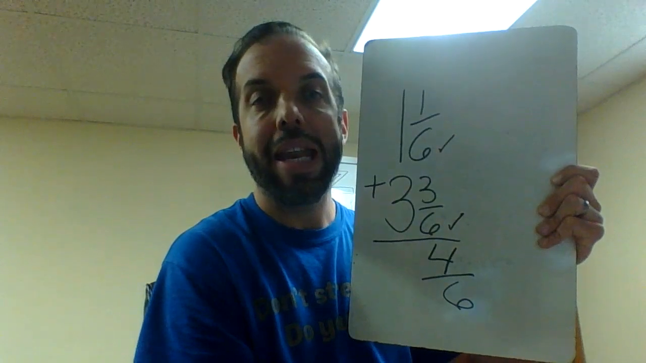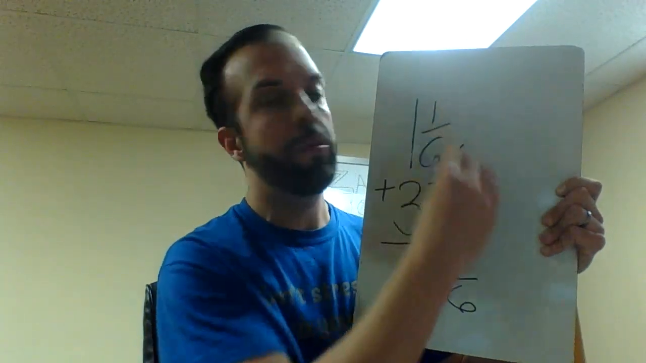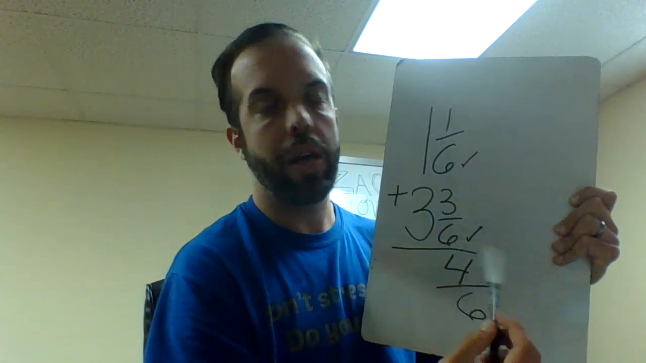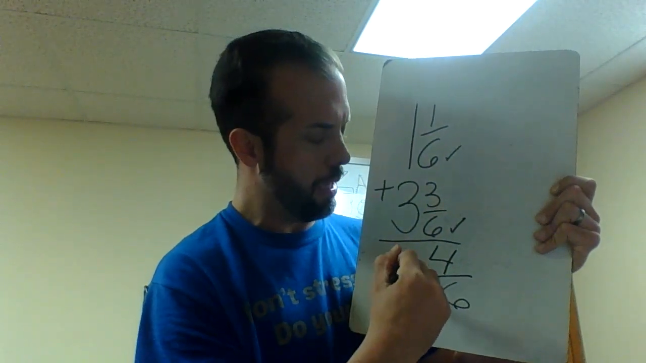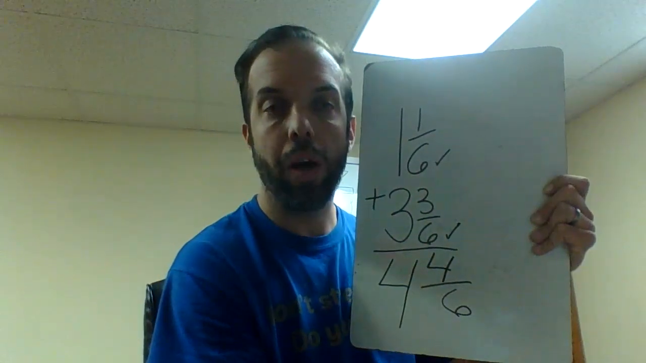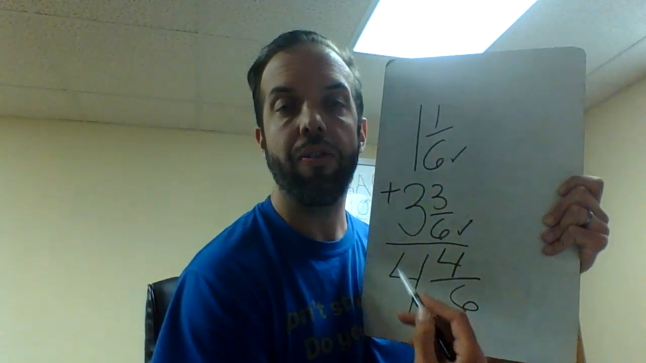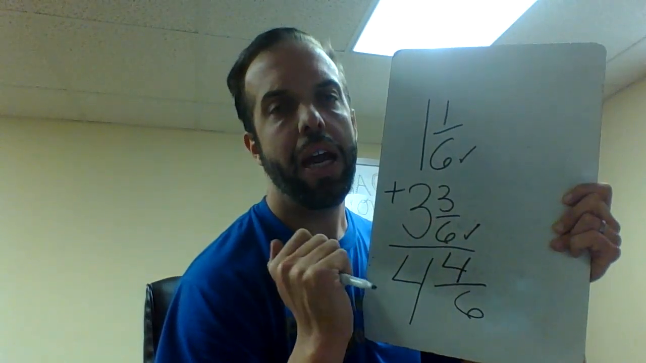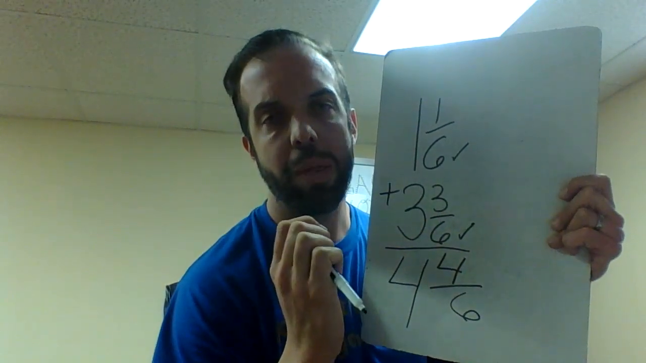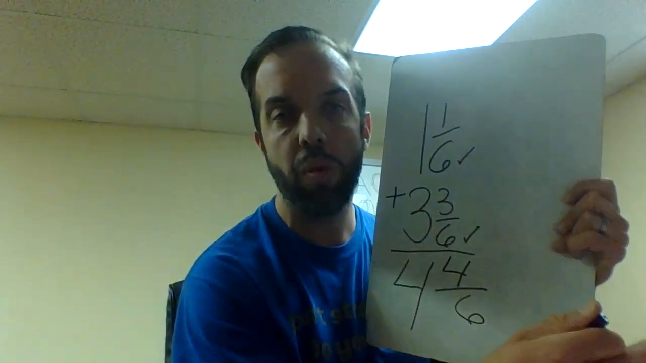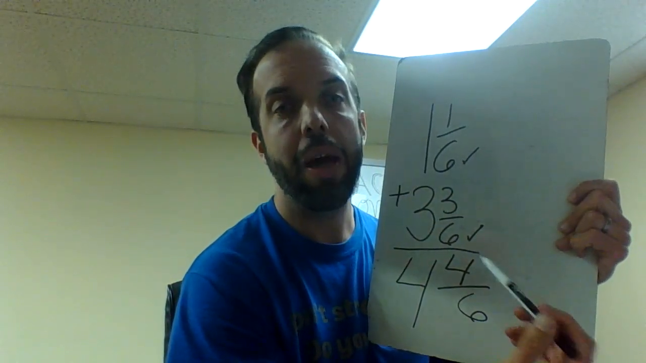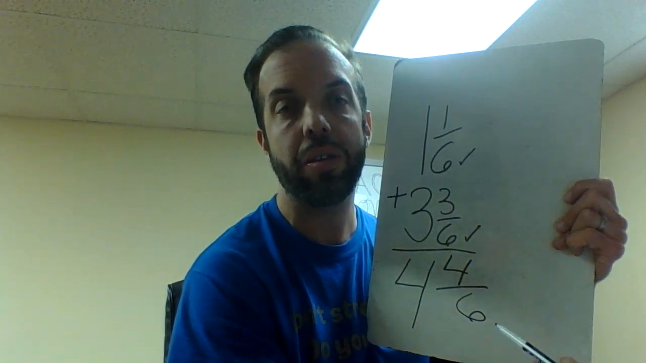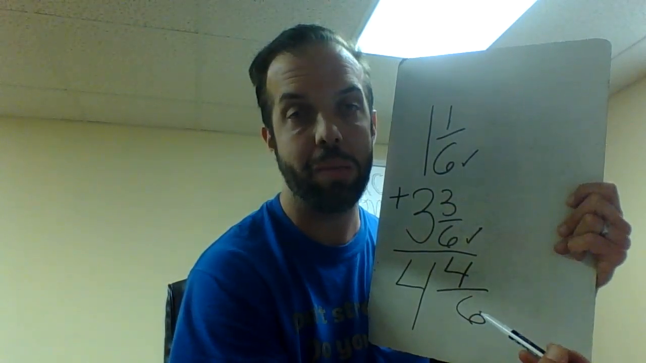Now I move to my whole numbers, and I add 1 plus 3. 1 plus 3 is 4. So my answer is 4 and 4/6. There's one final thing I have to do, and I want you to know this because it's going to be very important as you move on to 5th grade. Most of the 5th grade teachers next year are going to expect you to write your answers in their simplest form possible.